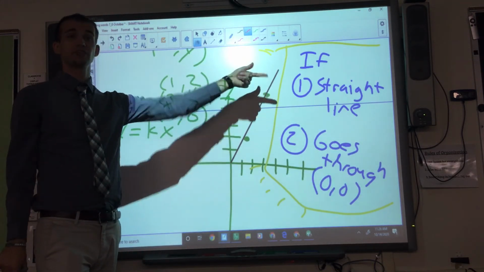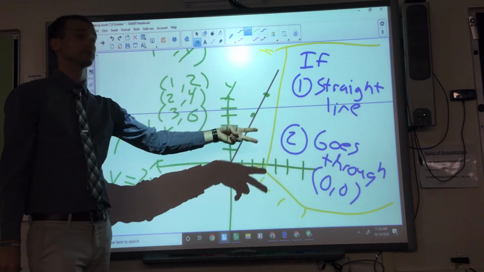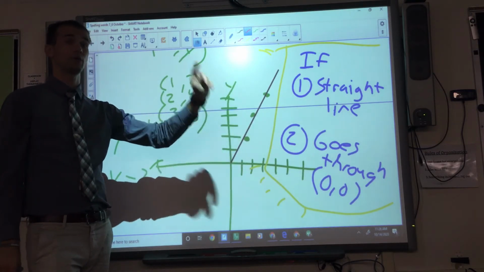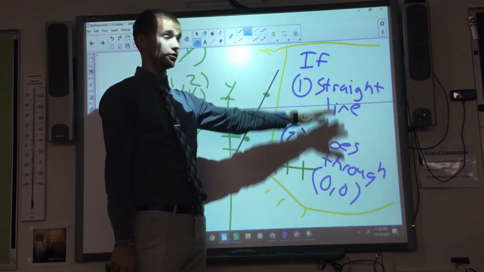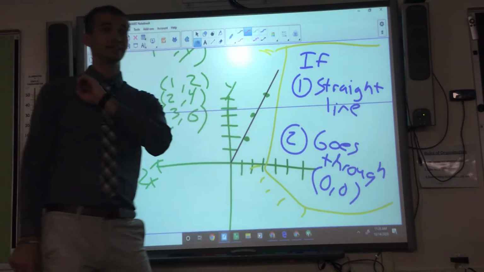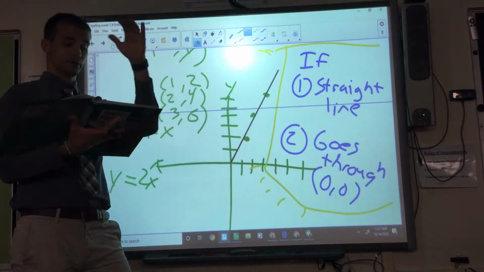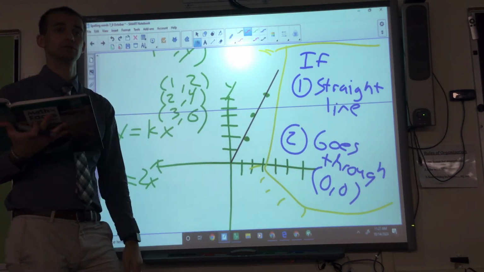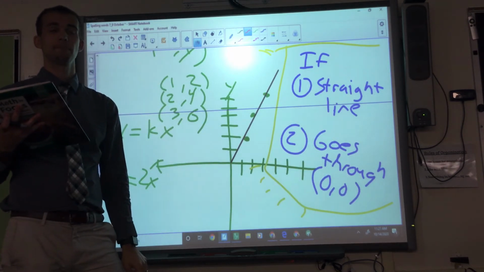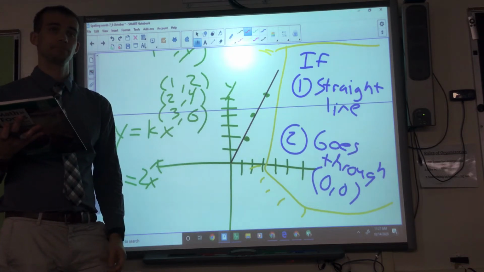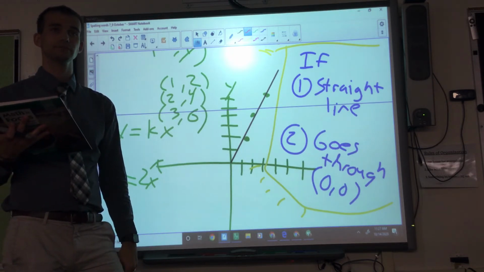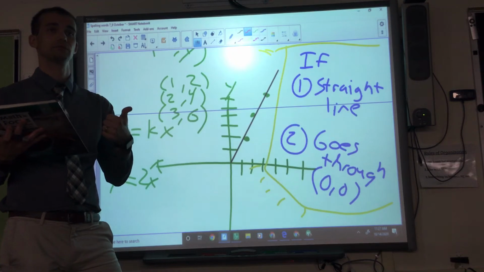If it doesn't both go in a straight line and go through 0, 0, then it's not a direct proportion. It has to do both. All right, what about number B? Direct proportion or not? Thumbs up or thumbs down?